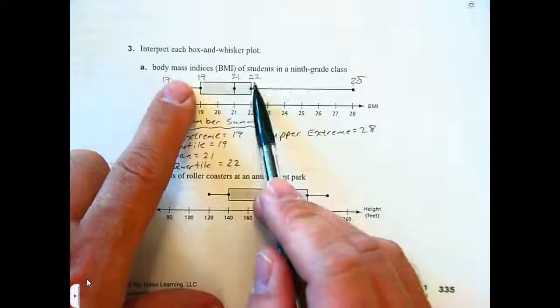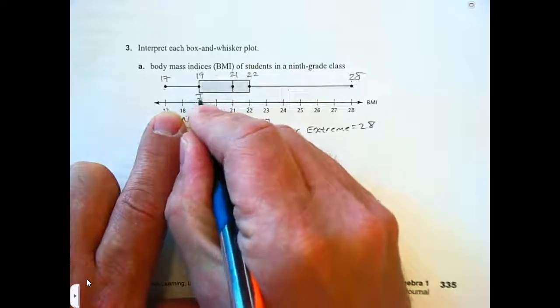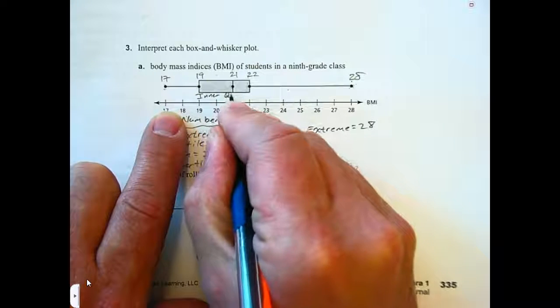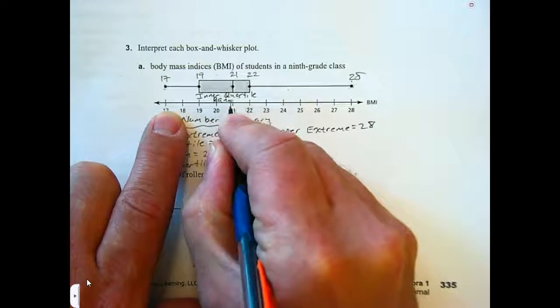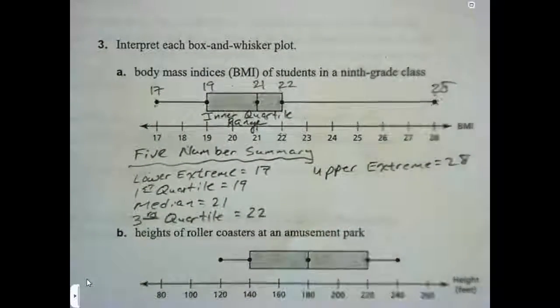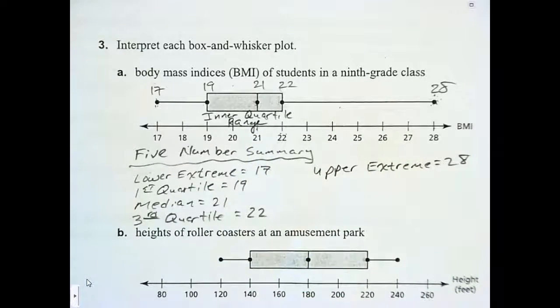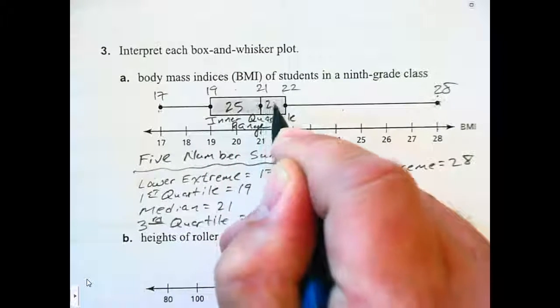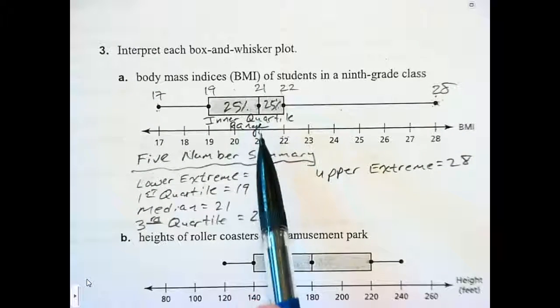You could say the interquartile range, which is this number right here, so there's another term you should put down. The interquartile range, that's the box part. It's between 19 and 22, okay? That's 50% of your data. You get that middle 25%. That's the interquartile range. You could say half of our data lies between 21 and 28.